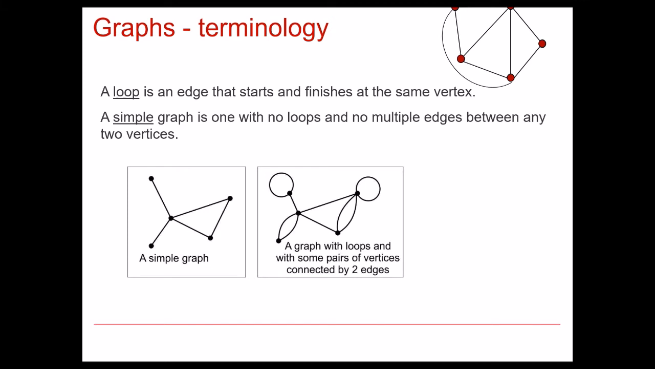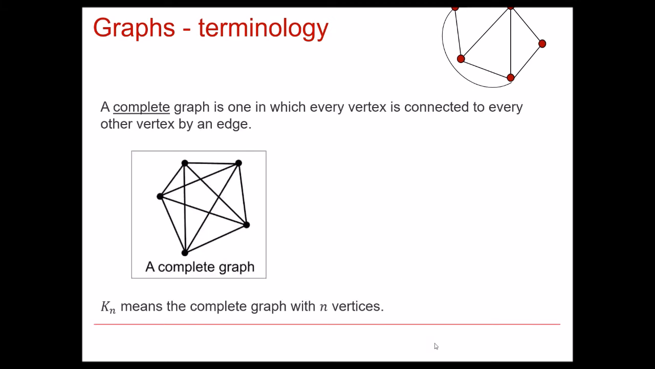Another word you need to know the meaning of is the word complete. It's important not to confuse the word complete with the word connected. A complete graph is one in which every node has got a direct connection to every other node. What you can see in the diagram is the complete graph with 5 vertices, and the shorthand K subscript n will refer to the complete graph with n vertices. So the graph we can see here is K5.